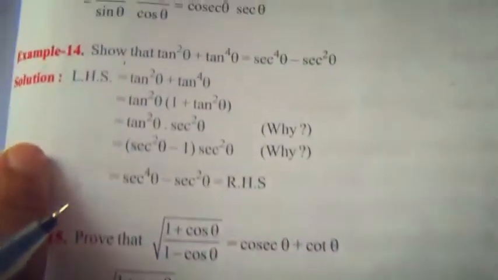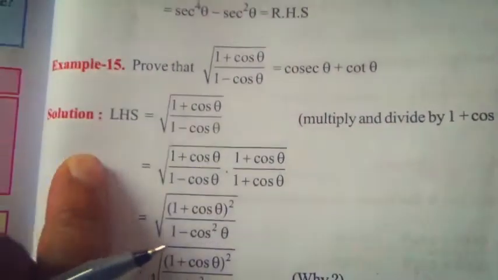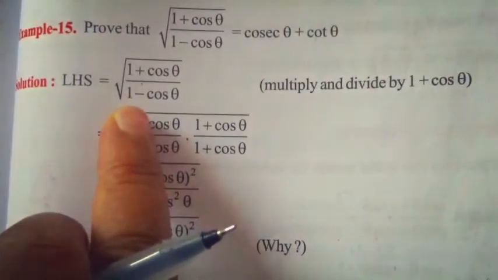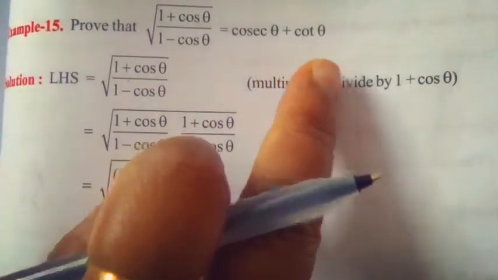So look here, we finished this example 14. Next, example 15. Prove that square root of 1 plus cos theta by 1 minus cos theta is equal to cosecant theta plus cot theta. We have to prove that. Example 15.